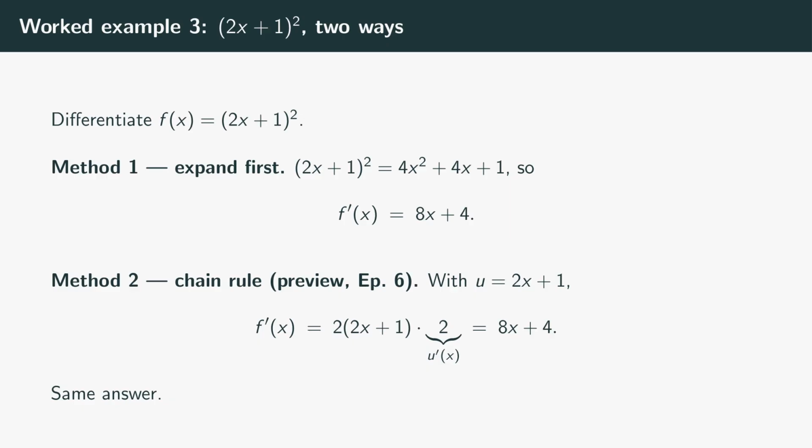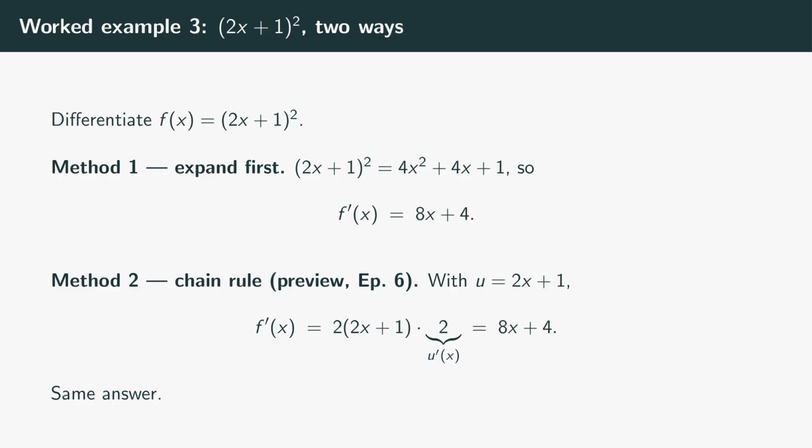Derivative of 4x is 4. Derivative of the constant one is 0. Total, 8x plus 4. Method 2 is the chain rule preview. Don't expand. Treat the inside, 2x plus 1, as a single quantity u. The outside is u squared. Differentiate the outside first as if u were a single variable. The derivative of u squared is 2u, which is 2 times the quantity 2x plus 1. Then multiply by the derivative of the inside u, which is the derivative of 2x plus 1, which is 2. 2 times 2 times 2x plus 1 is 4 times 2x plus 1, which is 8x plus 4.